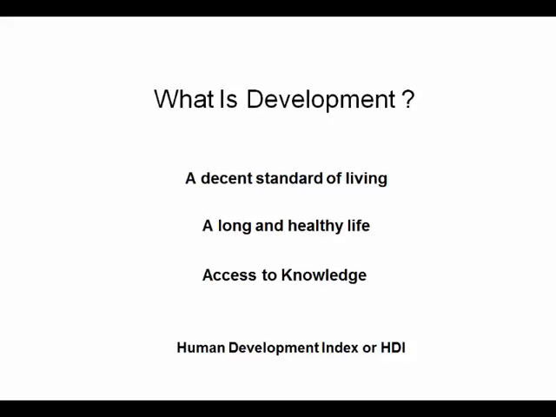When we say development, what do we mean by that? Geographers say there's three basic things that they mean when they talk about the level of development. One is a decent standard of living, another is a long and a healthy life, and a third one would be access to knowledge. And they put this information together, geographers and economists from the United Nations, and they come up with something called a Human Development Index, or an HDI.